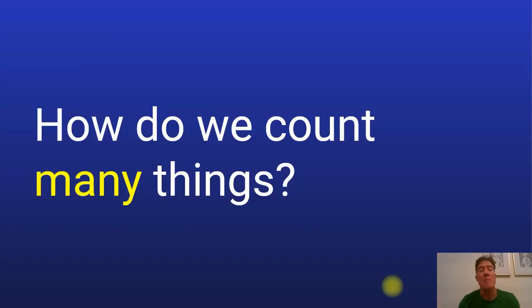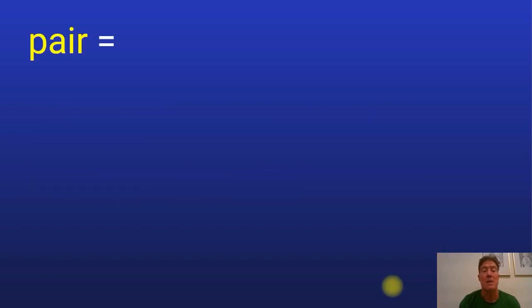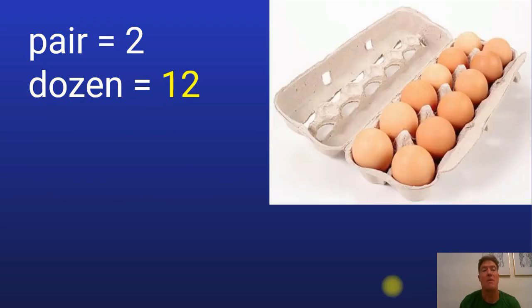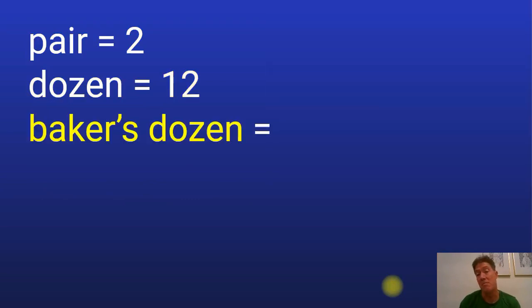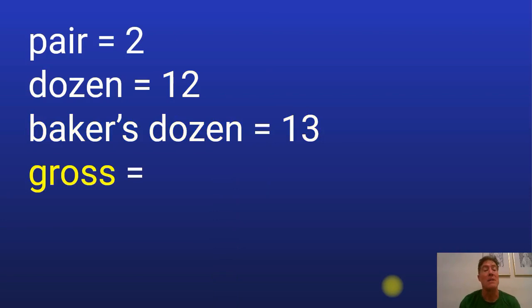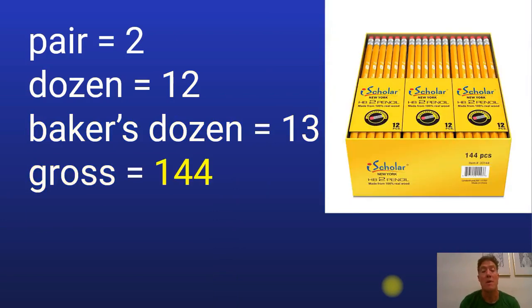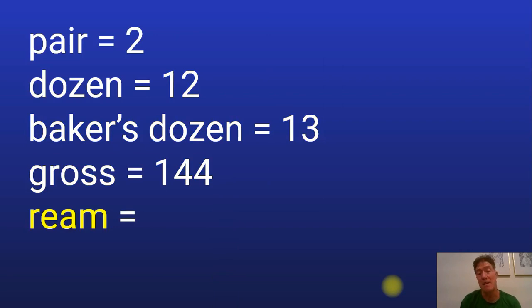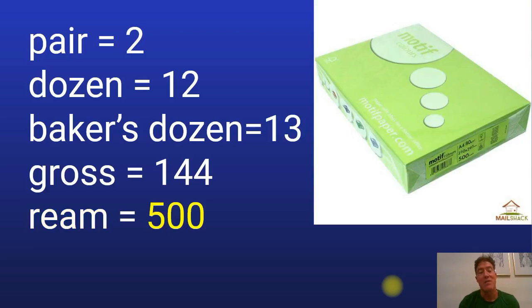The mole is a measurement of how much of something. How do we count many things? If we have a lot of things to count, we come up with different clumps. So if it's a pair, it's 2. If it's a dozen, 12. How many is in a baker's dozen? 13. How many is in a gross? Well, you may not know this one. 144. How many is in a ream? If you work in a paper store, you'll know it's 500.